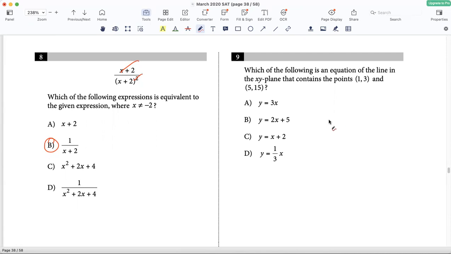Which of the following is an equation of the line in the xy-plane that contains the points (1, 3) and (5, 15)? So the slope of this line would be 15 minus 3 over 5 minus 1. So 12 by 4, so the slope is 3. And the only option with the slope of 3 is option A.